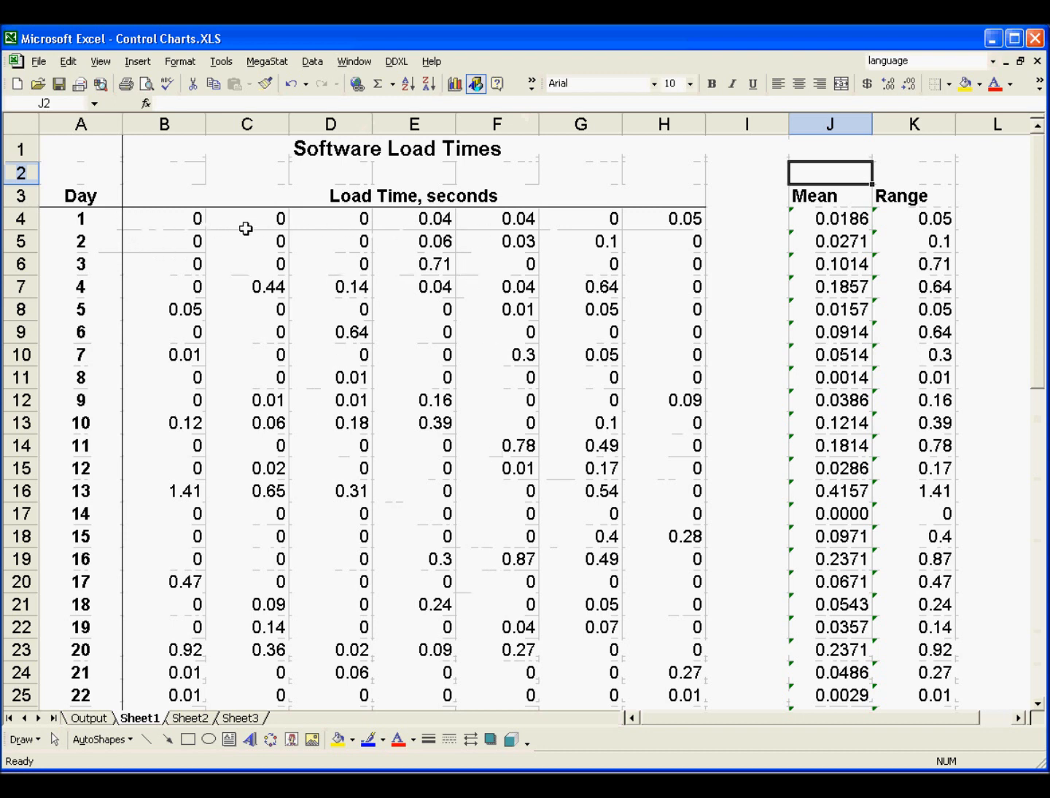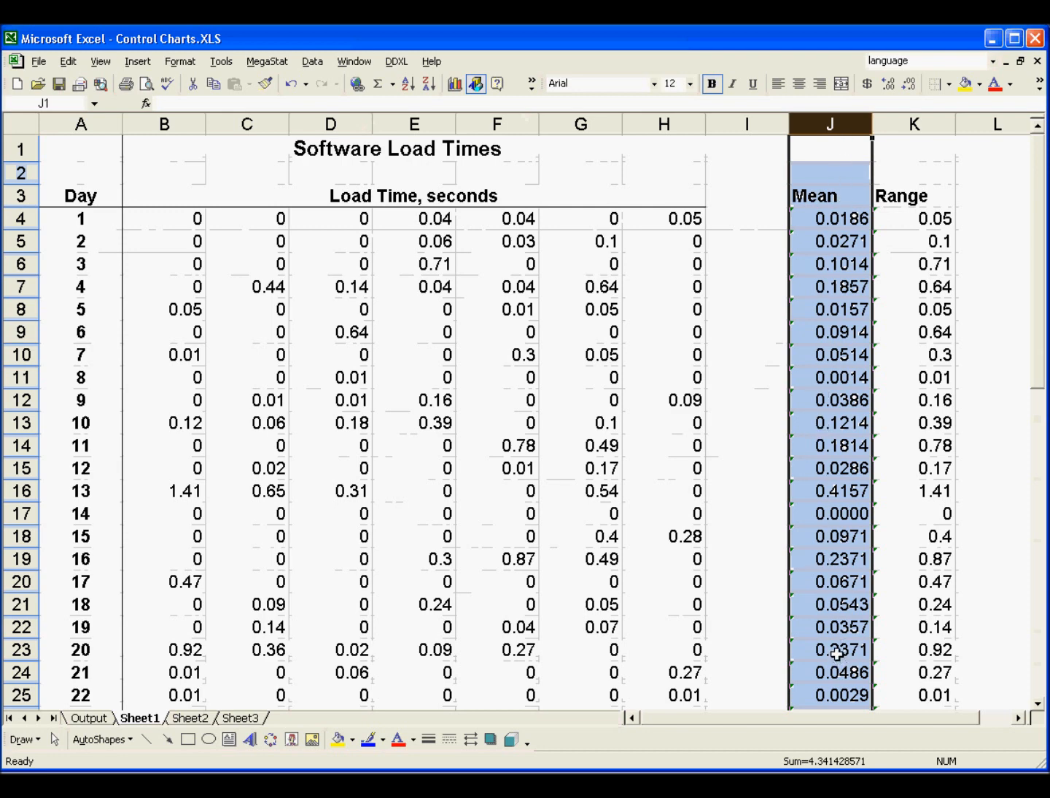Now for every day, for every sample size of 7, we have a mean. So a mean of these 7 numbers, and then all the way down for each of these days, and a range. That's the highest value of the day minus the lowest value of the day. So that's the mean and the range. That's what these are.